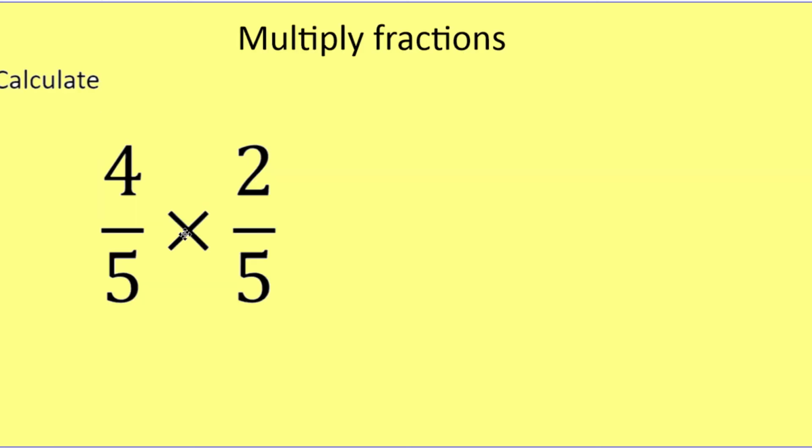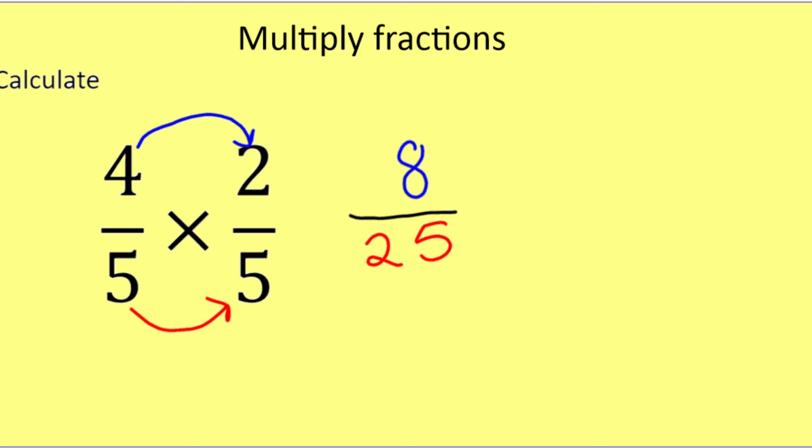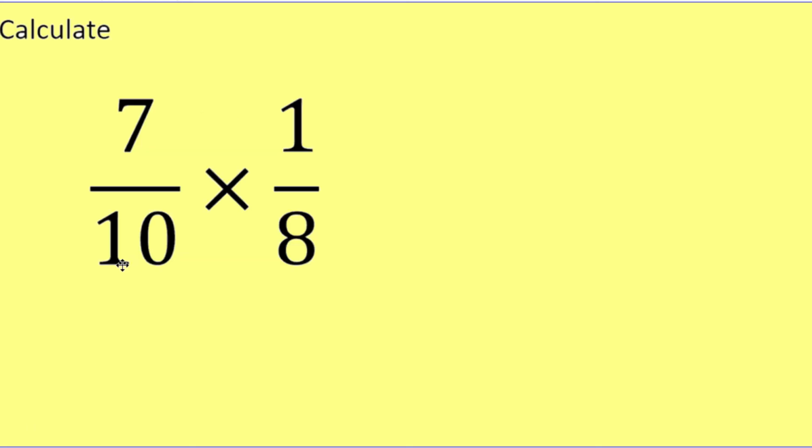Multiplying fractions. So when you multiply fractions, you simply multiply the top two numbers together, which gives us 8, and you multiply the bottom two numbers together, 25. So 8 over 25. Again, normal practice. So 7 times 1 is 7 over 10 times 8, 80.